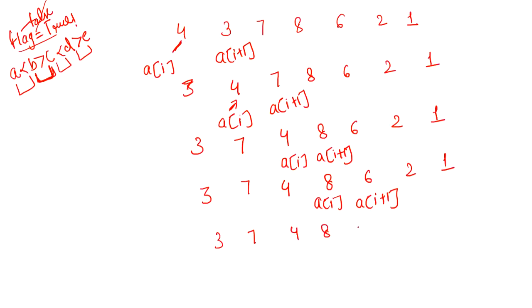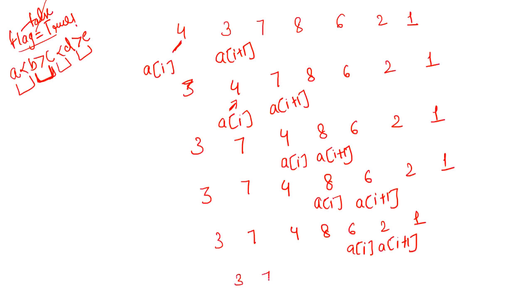4, 8, 6, 2, 1. So now this is A of I and this is A of I plus 1. Now what we will check? We will check if A of I is greater than A of I plus 1. If this is the case, just swap.